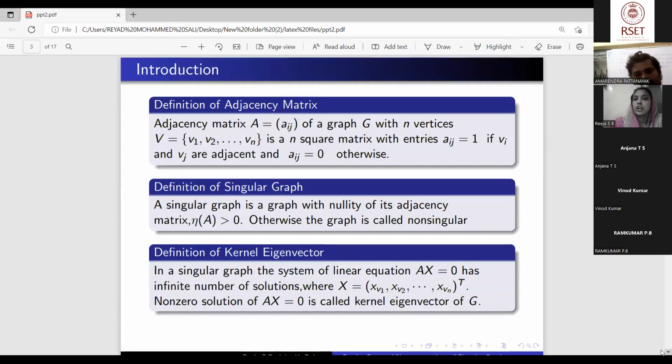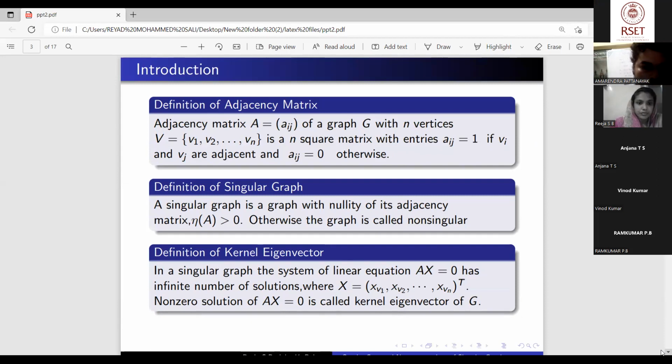Introduction. Definition of adjacency matrix. The adjacency matrix A equals a_ij of a graph G with n vertices v1, v2, etc., vn is an n square matrix with a_ij equal to 1 if vi and vj are adjacent and a_ij equal to 0 otherwise.